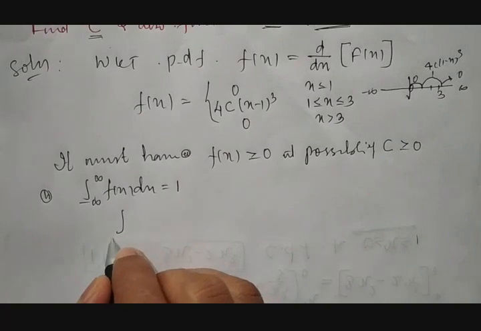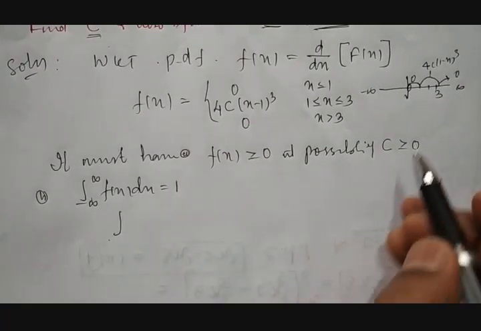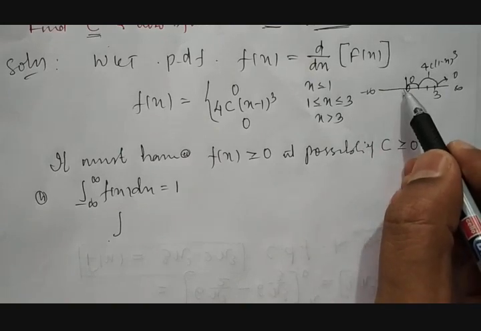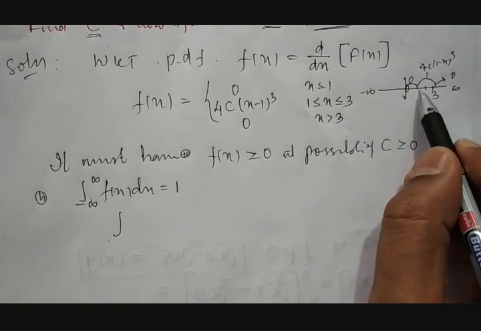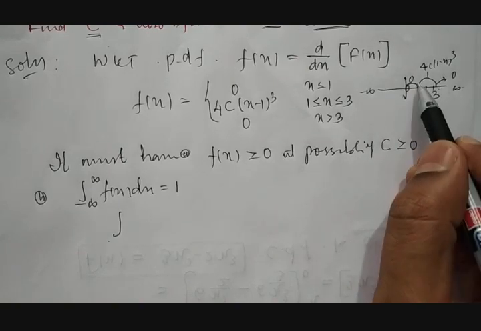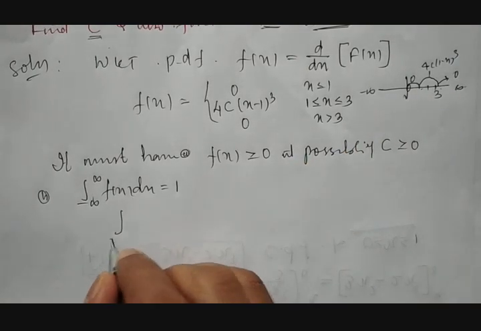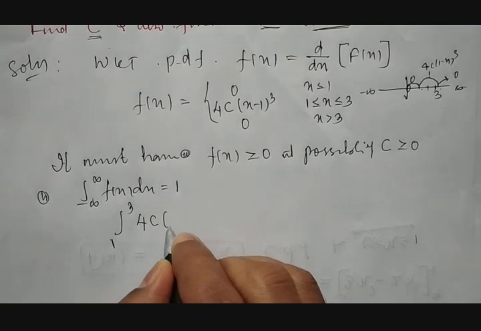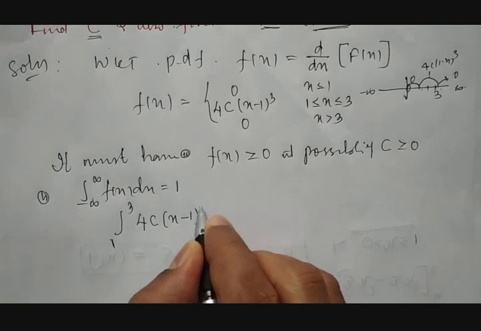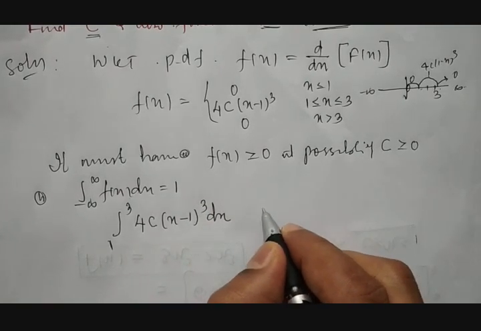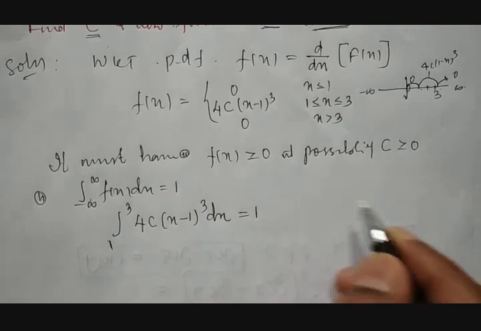Therefore, integration from minus infinity to plus infinity. But you can see here, from minus infinity to 0 it is 0. From 0 to 1 it is 0. From 3 to infinity it is 0. Only between 1 to 3 the functional value is 4 times c into (x minus 1) raised to 3 with respect to x. So this is equal to 1.